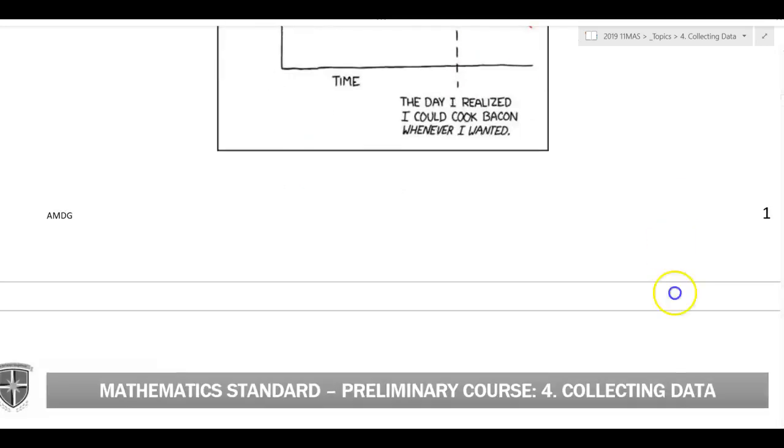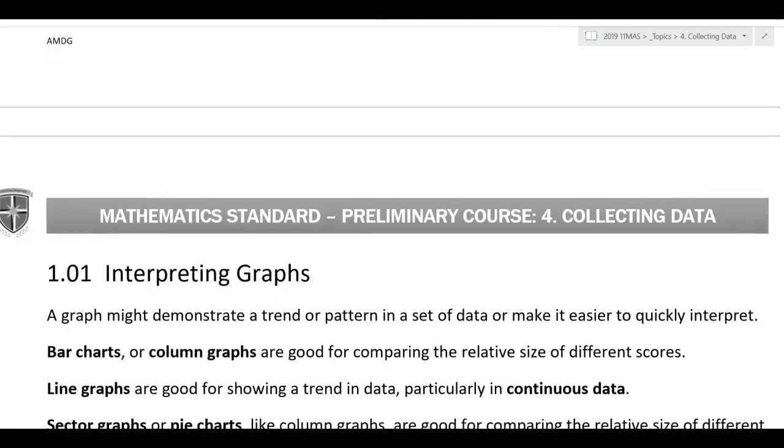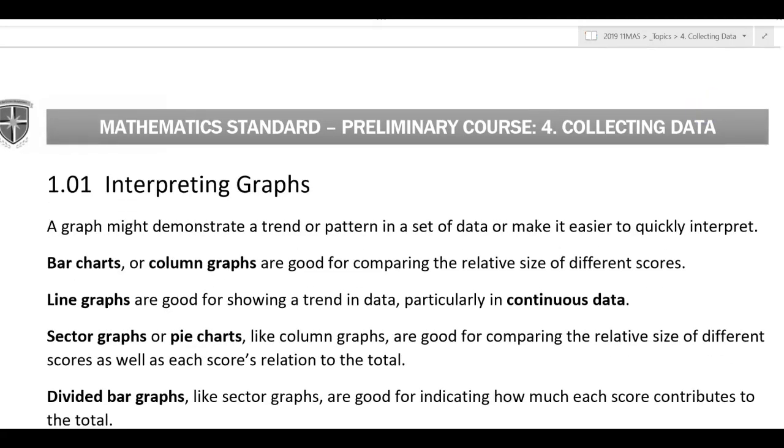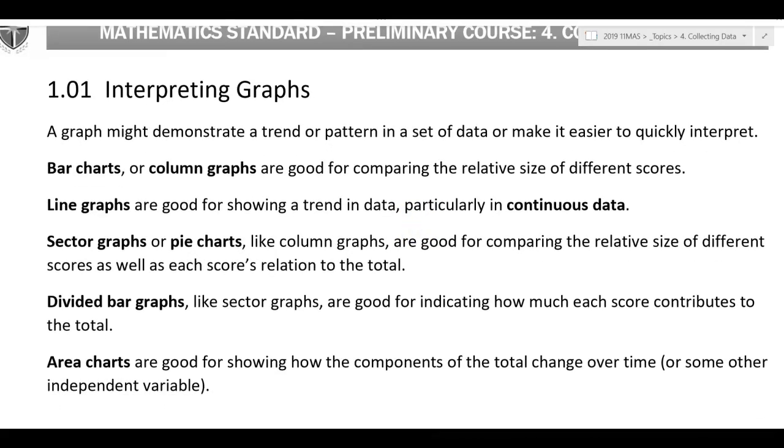Bacon. Yeah, hilarious. Anyway, we're going to look at interpreting graphs in this first video here. Why would you use a graph? Well, it's good to see at a glance. Some people don't like the numbers. It can help to identify a trend or a pattern sometimes. We need to choose the right sort of graph appropriately. And there are a few different types of graphs here I talk about here.